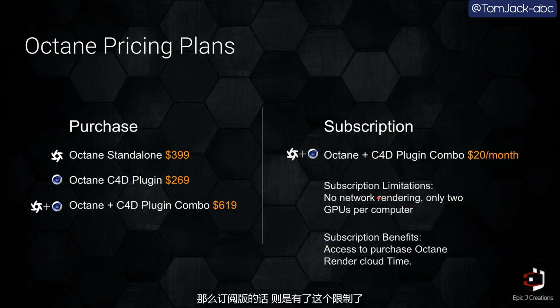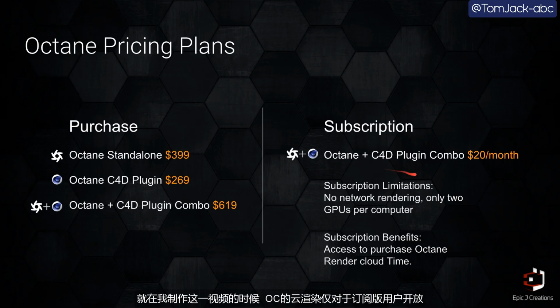With this subscription model, it is completely restricted. There is no network rendering, no render farming. You're just simply not allowed to use that, and you're only allowed 2 GPUs per computer. So you are severely limited on your render potential on that system. But again, this is an option for companies that need something a little bit more affordable. Now, the subscription benefit is access to purchase the Octane Render Cloud time. At the time of making this video, the Octane Render Farm in the cloud is currently only available for people who have a subscription to the Octane C4D plugin.